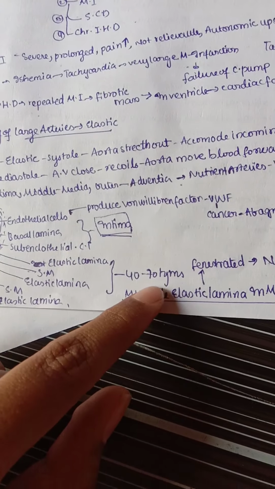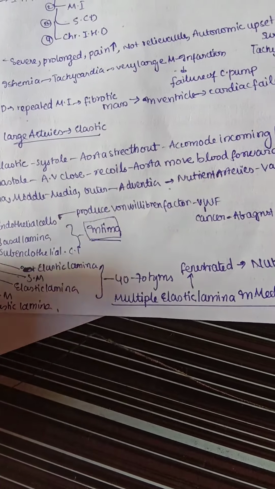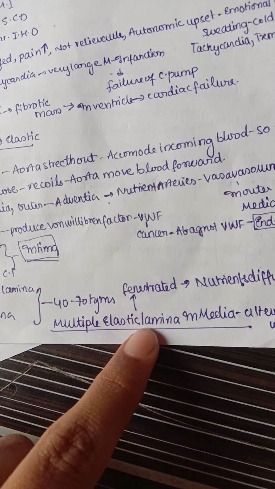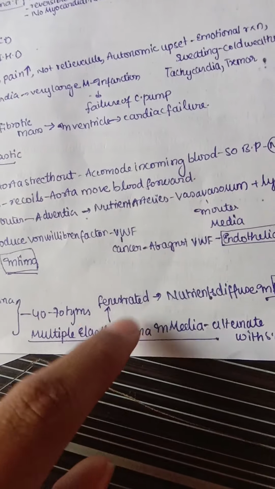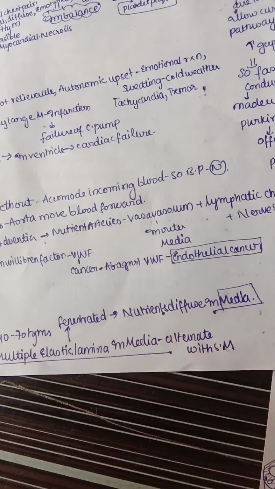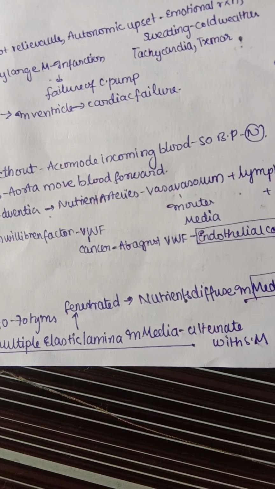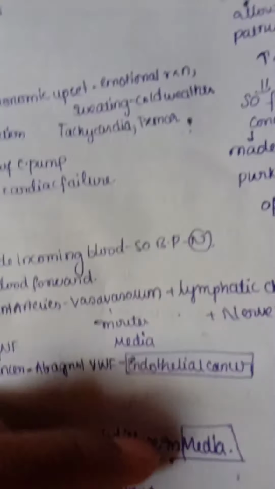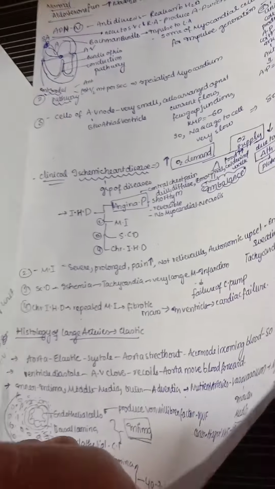So 40 to 70 times this alternation can be seen. And there are multiple elastic lamina which are mainly fenestrated. Why fenestration? Because of the nutritional diffusion in the media. So in the media they alternate with the smooth muscle. So this is the histology of large arteries, that is elastic arteries.